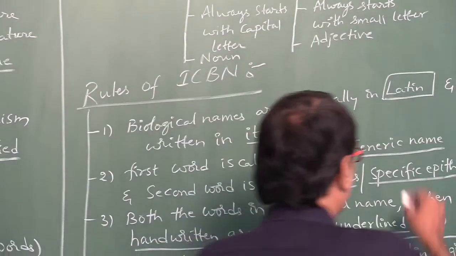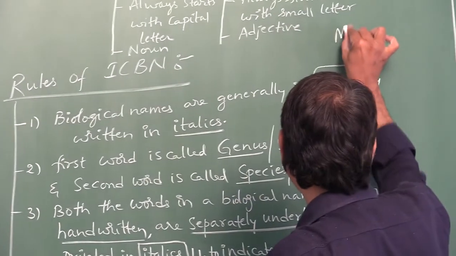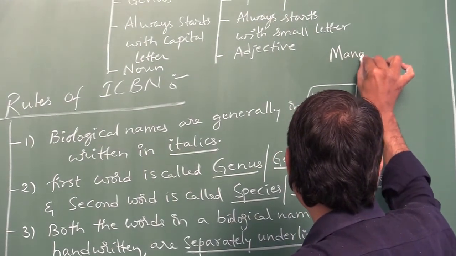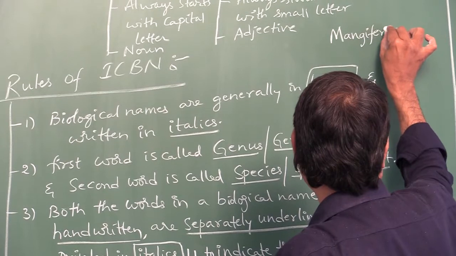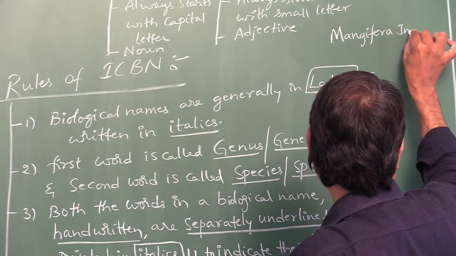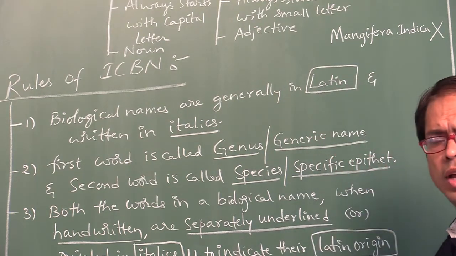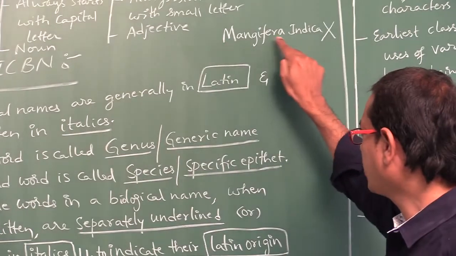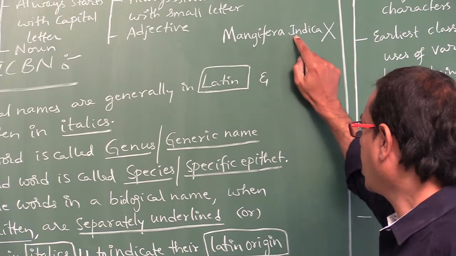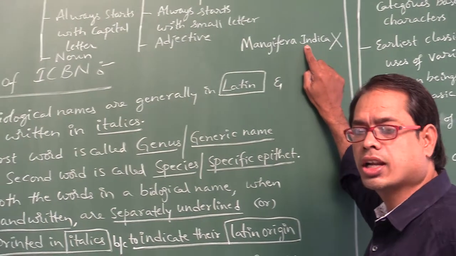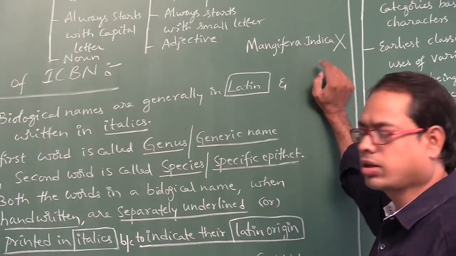If they write it like this, is it correct or wrong? Mangifera Indica is wrong. Why? Because the genus name starts with a capital letter, but Indica should start with a small letter. That's why it is wrong.